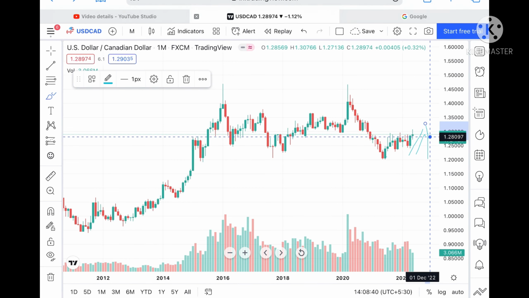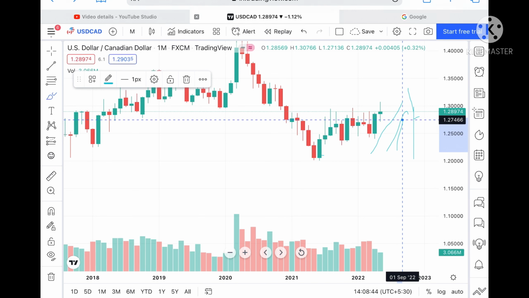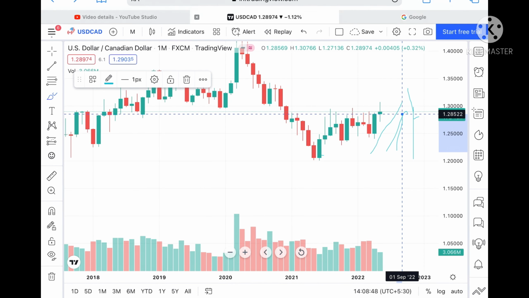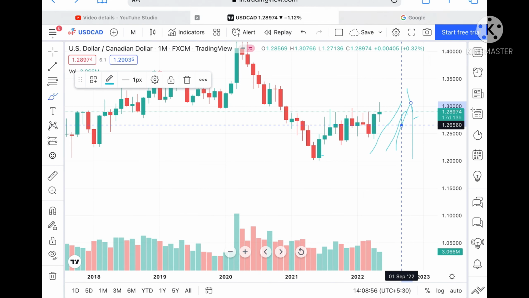and from there we can see it can move further down towards a level of 1.27466. And suppose the price didn't sustain this particular level, then it can move to a level of 1.27164. Okay, and if it goes below this level, then we can see a level of 1.26560, and then further down.